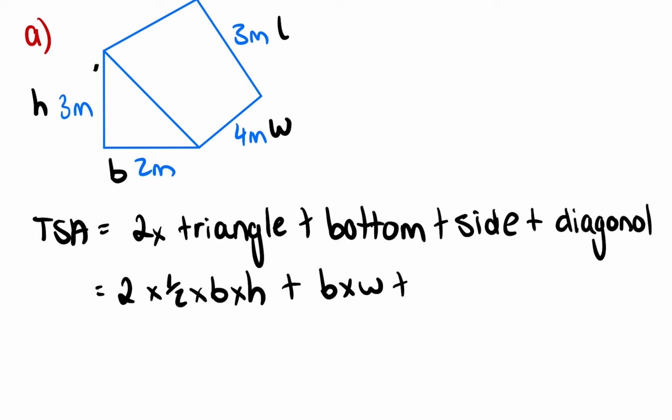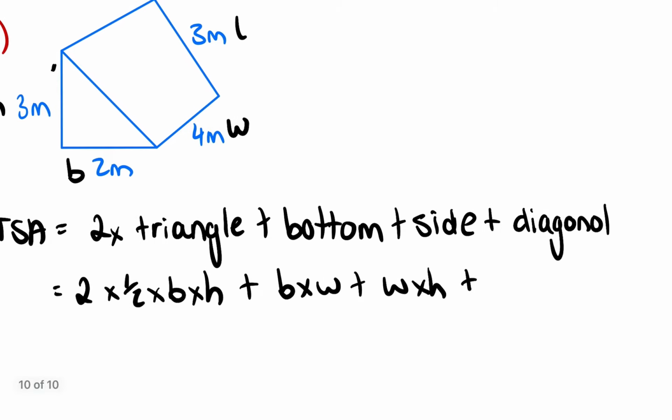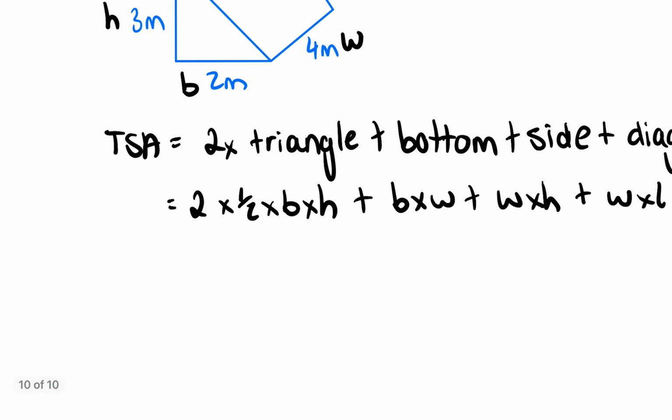My side, so this one here, is going to be my width times height, and then my diagonal is going to be width times length. So that width gets used a lot because it's the same length across the entire thing. Okay, so now let's substitute my numbers.